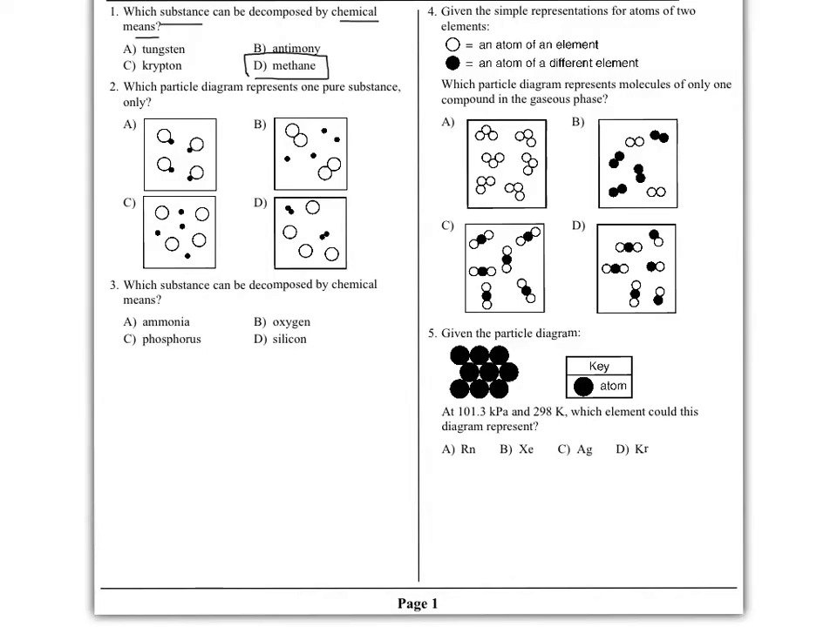Moving on to question 2, that's which particle diagram represents one pure substance. Recall that a substance is an element or a compound, and pure substances have all identical particles. So when we look here, we try and circle all of the different particles. We see that choice A only has one type of particle. So choice A is actually the pure substance. Choice B is not a pure substance because you can see we have two different particle types. Same with C and also with D.